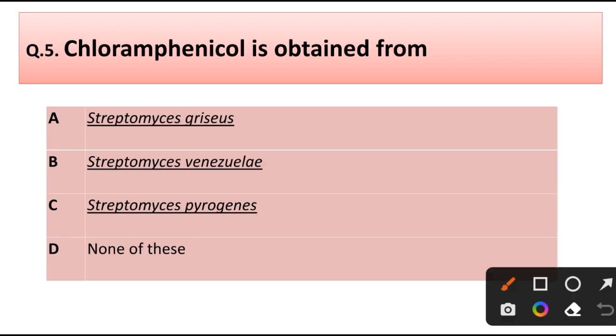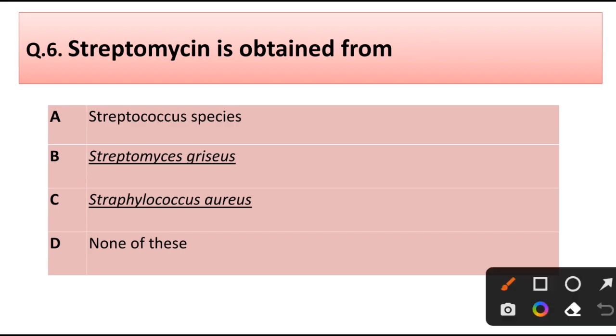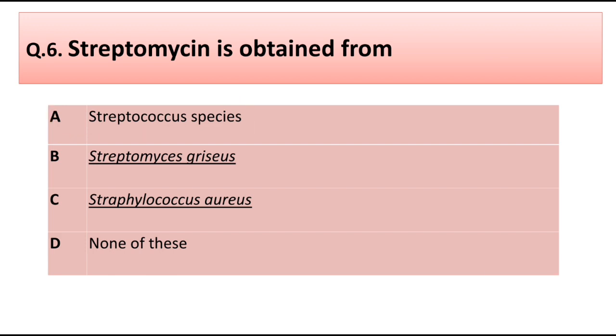Question number 5. Chloramphenicol is obtained from. Correct answer is option B, Streptomyces venezuelae. Question number 6. Streptomycin is obtained from. Correct answer is option A, Streptococcus species.